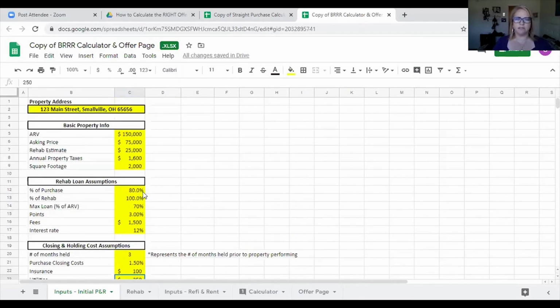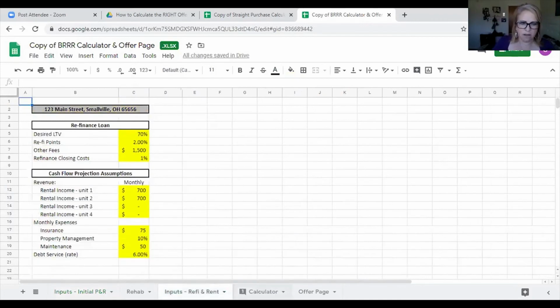Okay, so these are just all the different pieces as I show you some of the calculations, so that you know where the information came from. Okay, and then actually, let me show you this and we'll go back to that.